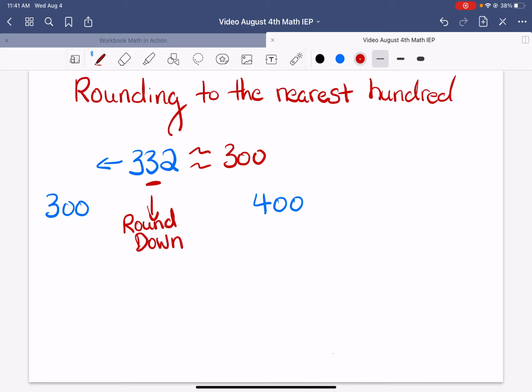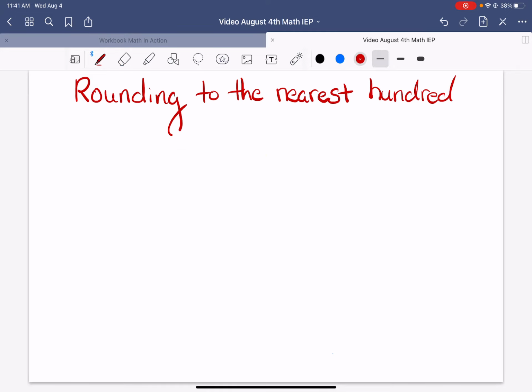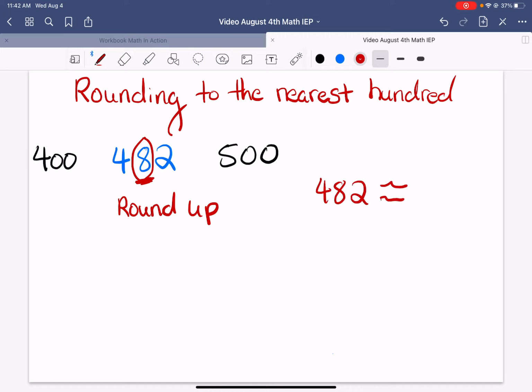All right, let's try another one. Let's try a different question. 482. Right, we're going to take a look at this number. It's 8, right? So we have two choices. We can either go down to 400 or we can go up to 500. But we're going to look at this 8, right? 5, 6, 7, 8, and 9, we're going to go up. We're going to round up because of this 8 right here. So 482 is approximately 500 when we round up. Think about it like that.